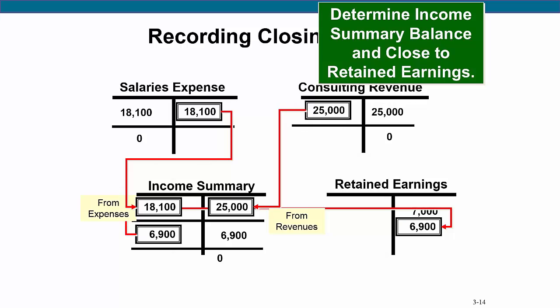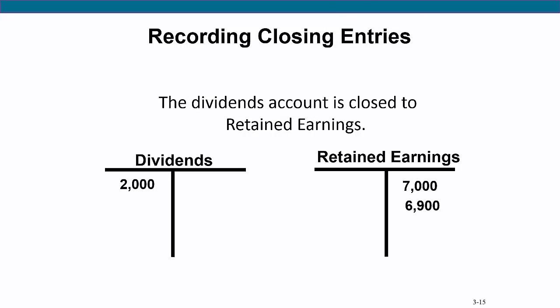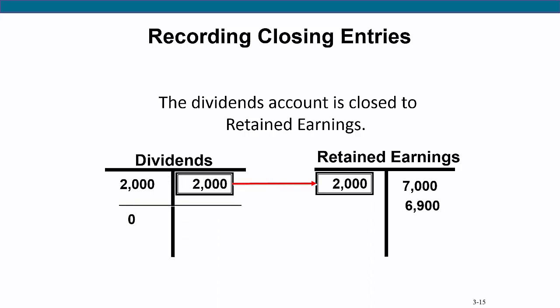Our last closing entry involves retained earnings. Now, dividends, to be clear. Because dividends always carry a debit balance, we close the dividends account with a credit and debit the retained earnings account for the $2,000. Okay? The balance in the dividends account is now zero, and you can see that retained earnings is being reduced by dividends. So let's determine the balance in retained earnings after all closing entries have been made.